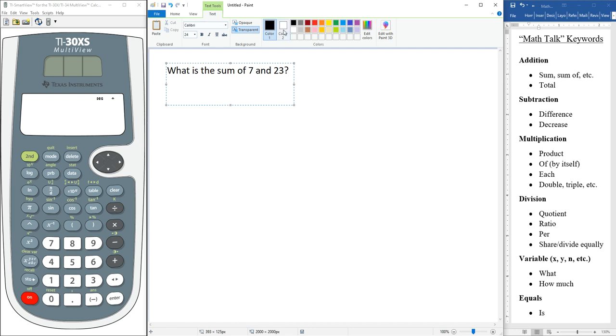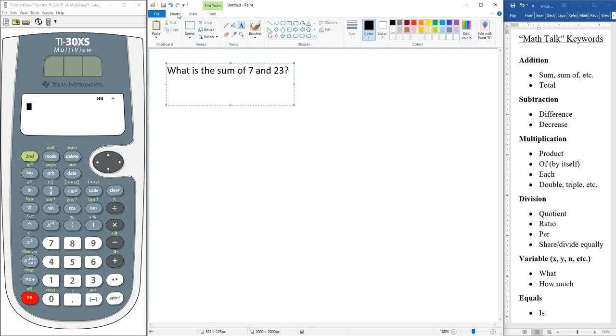It's a good question. All right, so let's take a look here. What is the sum of 7 and 23? First, let's look at our important wording, and especially our numbers. So first, numbers: 7, 23. Let me do that a little clearer. 7 and 23. Very important, okay?